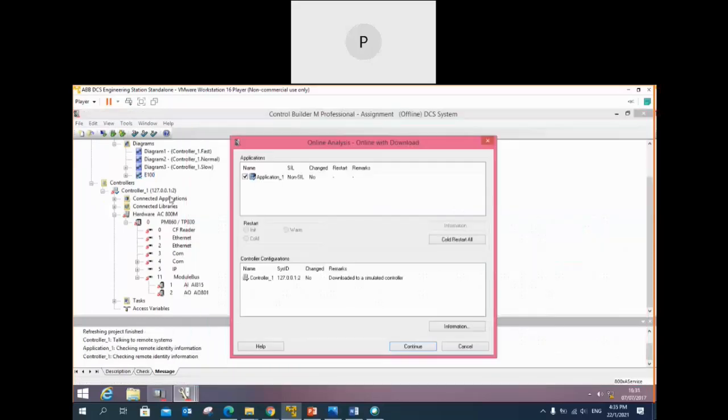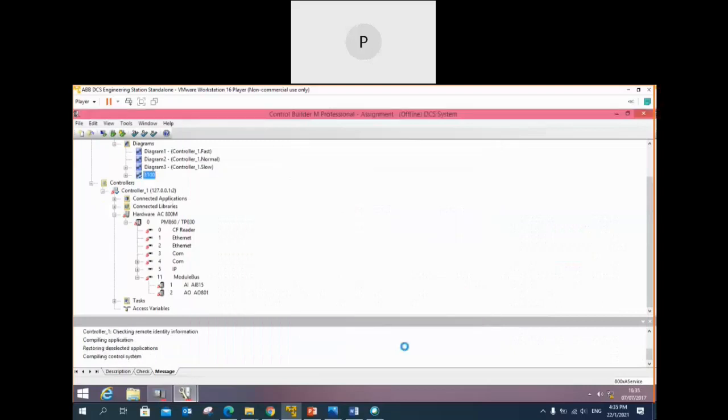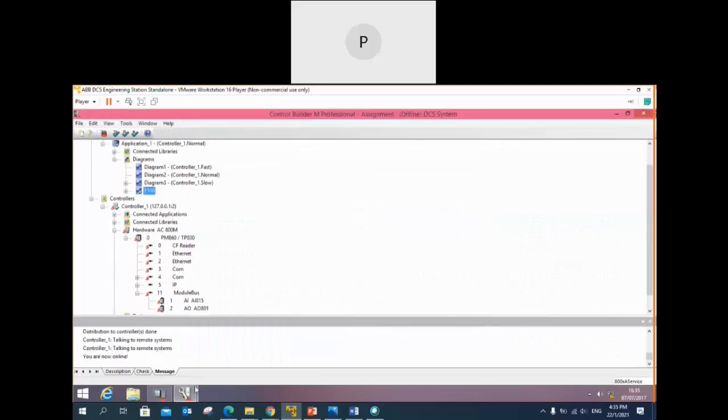There are 5 control loops in our P&ID diagram. So these are the 5 control loops. Now I'm going to go online. So we are online, consider it a success.